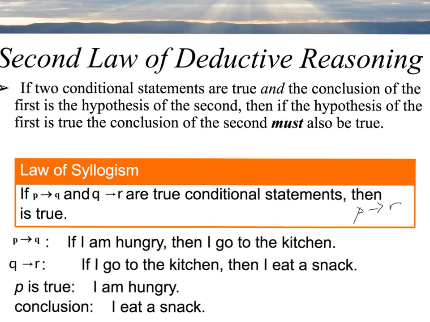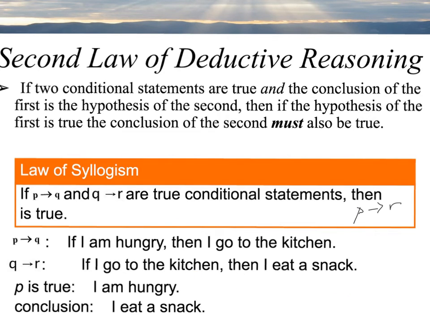So if we look down here, we have: if P then Q, then if Q then R, and then we're going to be told some things about this. So here are two statements. If I am hungry, then I go to the kitchen. My next statement is, if I go to the kitchen, then I eat a snack. So if this hypothesis, P, I am hungry, is true, we can conclude from that I eat a snack. So not only could I conclude that I go to the kitchen, but I could then jump to this next statement and conclude that I eat a snack.